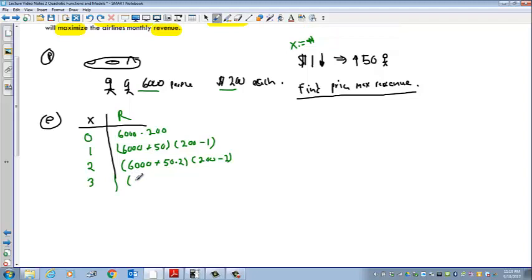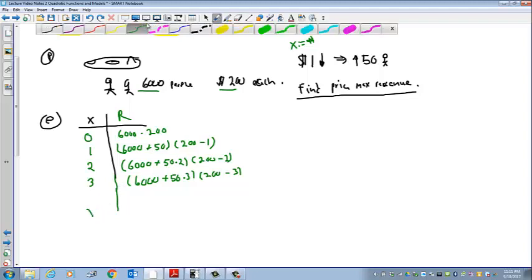So what happens when you do 3 $1 decreases? Well, you have 6,000 to start with, and you go up 50, not once, not twice, but 3 times. So 50 times 3. Then you start with $200, but you did 3 $1 decreases, so you don't go down by 1 or 2, you go down by 3. And once you see the pattern, now you can do it for x.